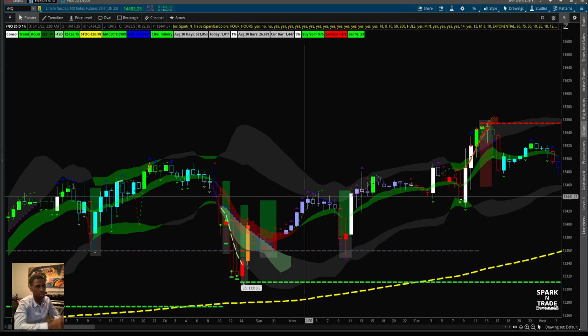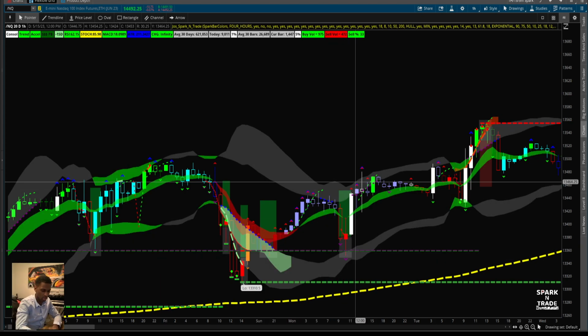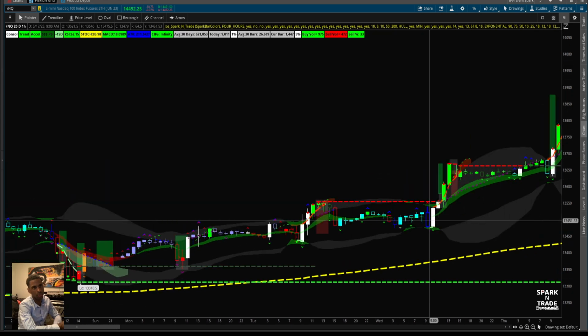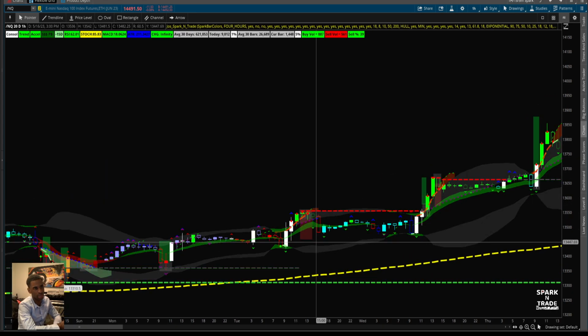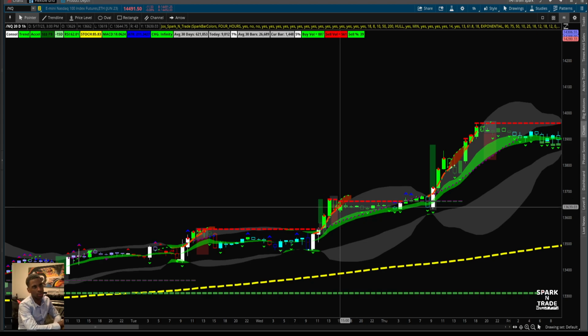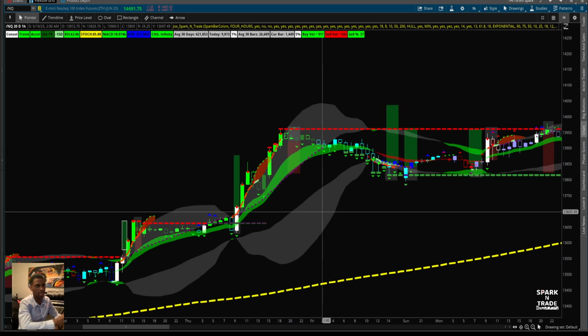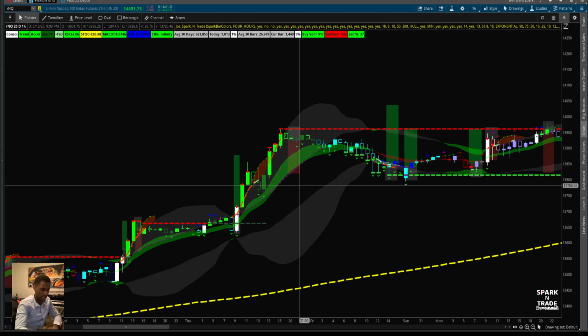So two more winning trades there. Here goes another trade to the upside. That's another winning trade. We took this short trade. That's a losing trade. We took this long trade. That's a winning trade. We took this short trade. That's a losing trade. So took that long trade, big banger. That's a winning trade. We took that short trade. That's a banger. That's a winning trade.